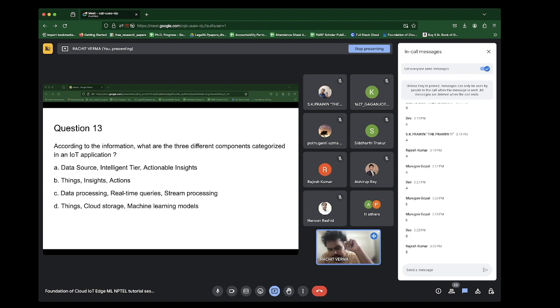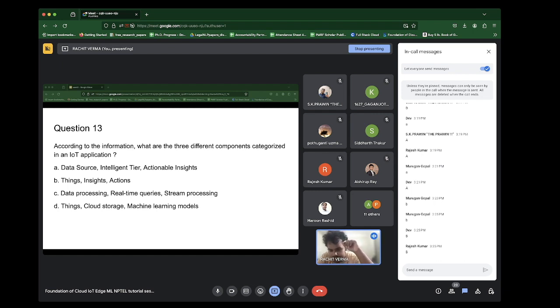However, the fundamental building blocks of it are things, insights, and actions. The things generate data. Insights are what you gather from the data, and based on those insights, you take some actions. And as far as C and D are concerned, C is data processing, real-time queries, and stream processing. So these aren't necessarily what is happening in order, right?